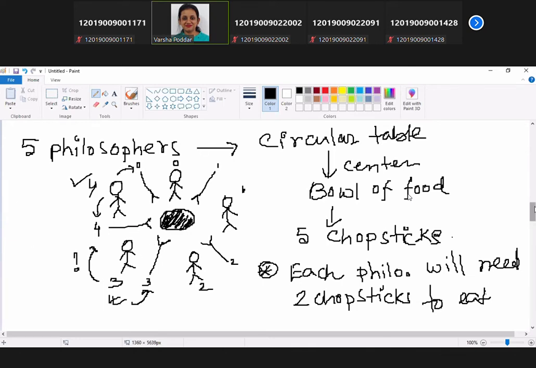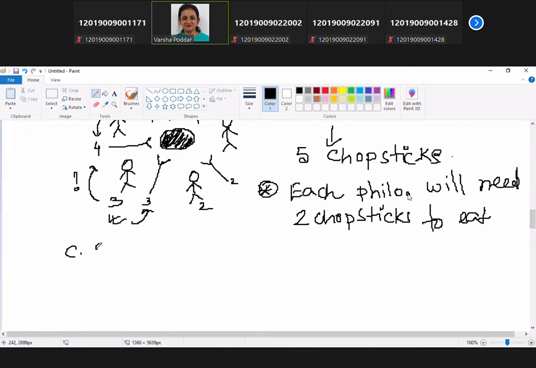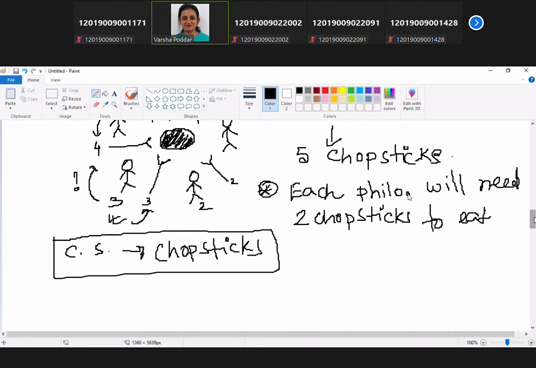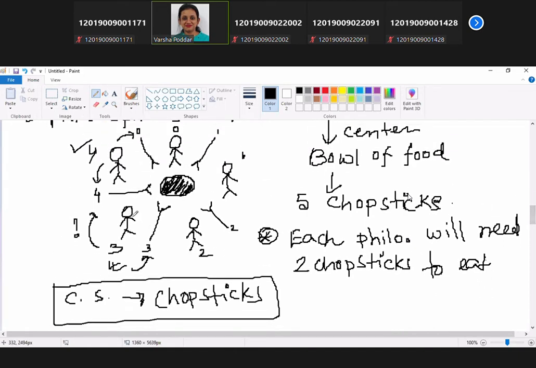So here my critical section is the chopsticks. Now understand, if I say the critical section is chopsticks, you might think that number 3 will jump on chopstick number 1 and start eating, but that is not allowed. Whatever chopsticks are nearby, they will use only those to eat. They will not go for another one. So if chopsticks are not available, they have to wait. Fine, that is what the idea is.